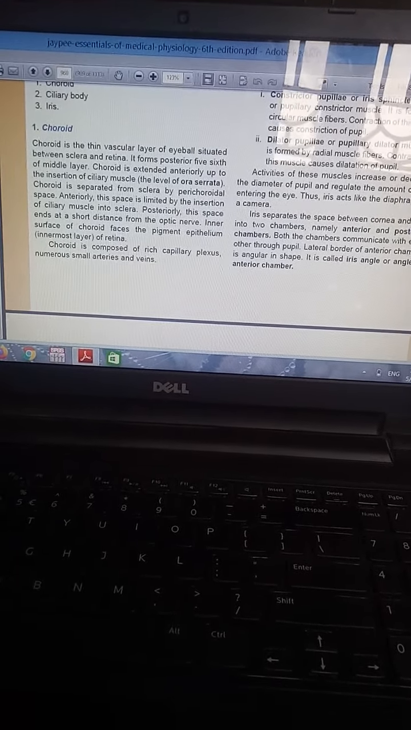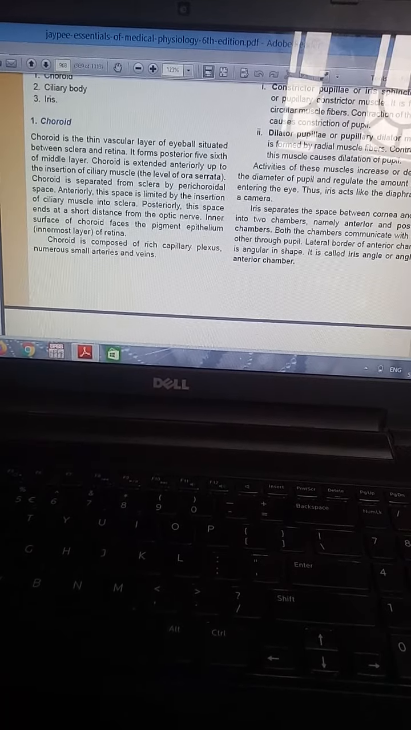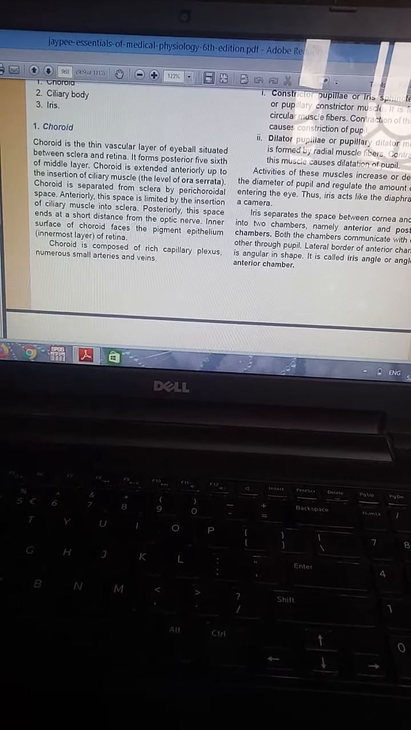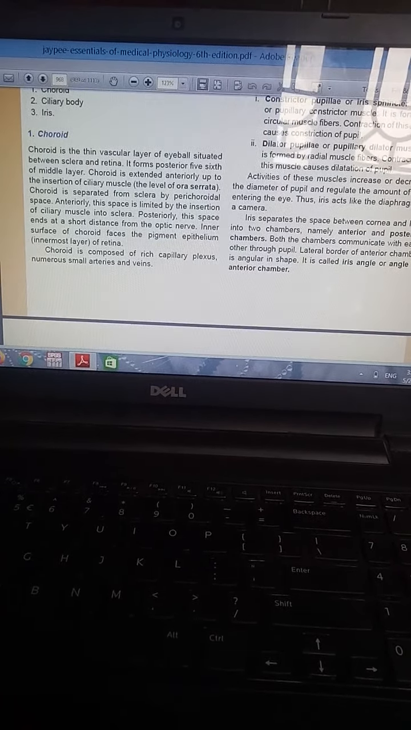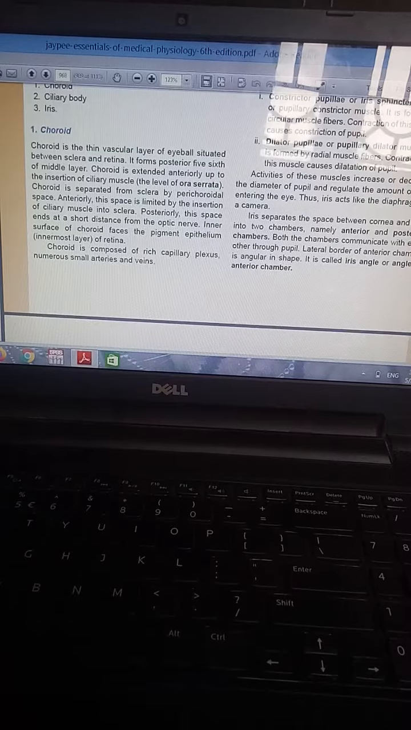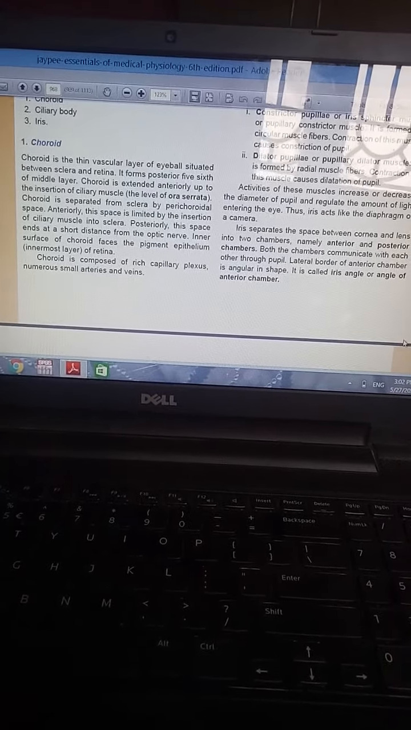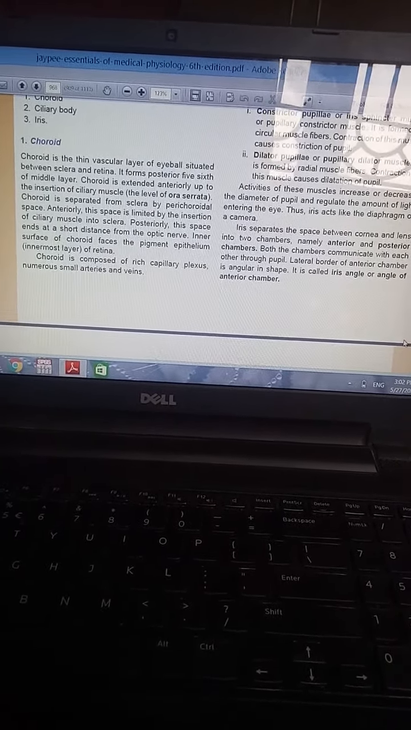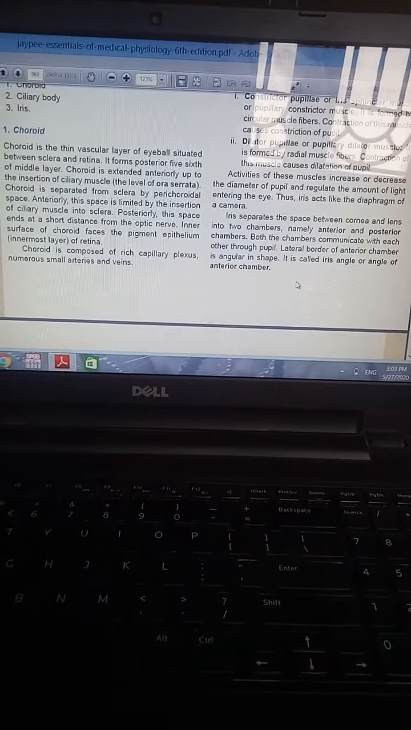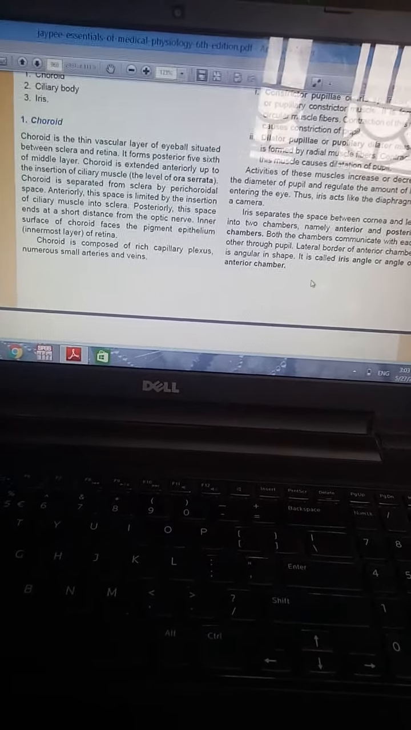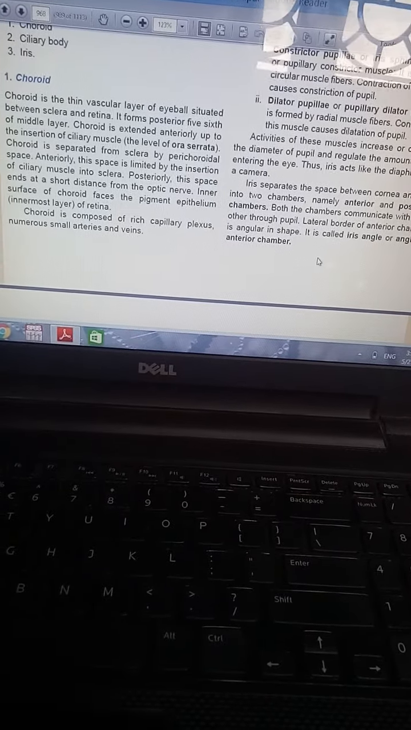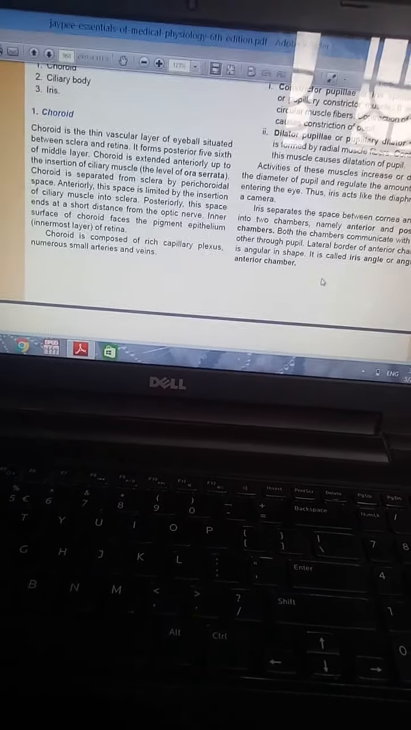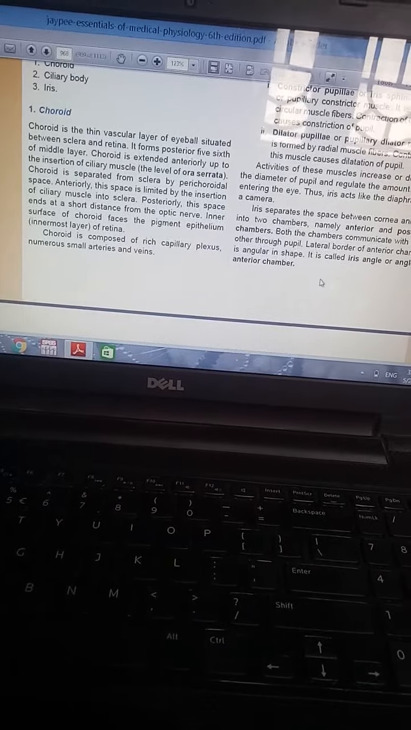How far does the choroid layer extend? It forms the posterior 5/6 of the eyeball. Second, the choroid also extends anteriorly up to the insertion of the ciliary muscles. So it starts from the anterior side of the eyeball, up to where the ciliary muscle is inserted.